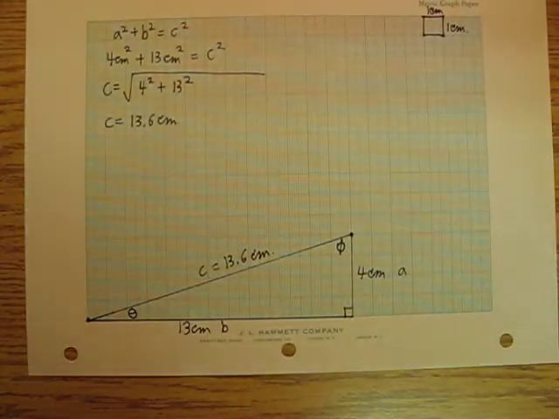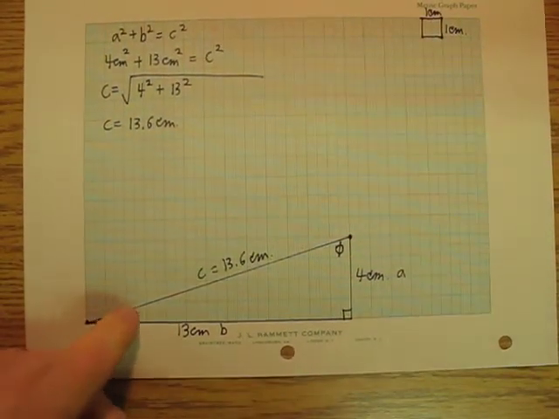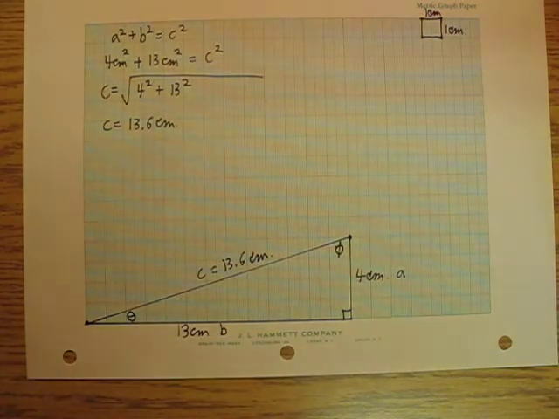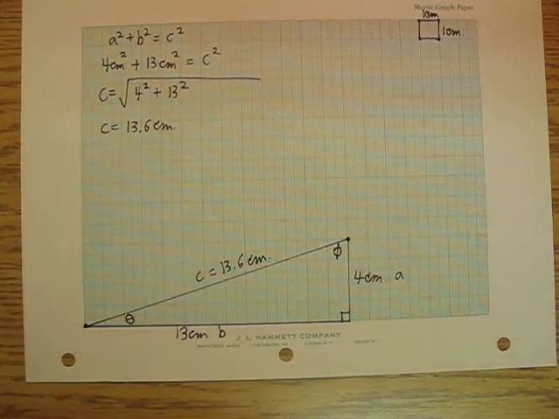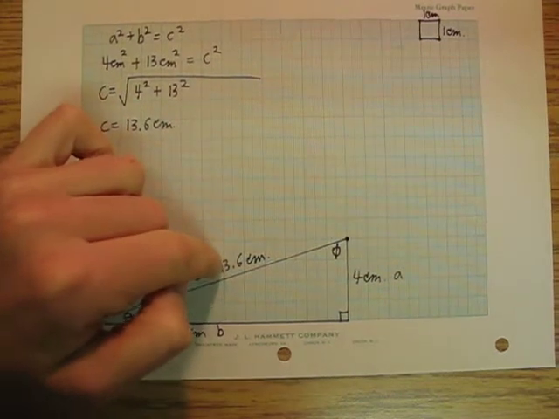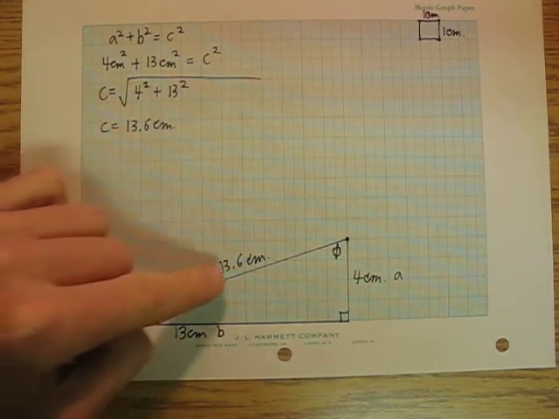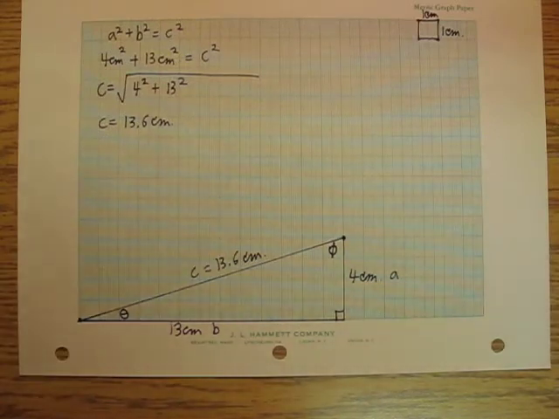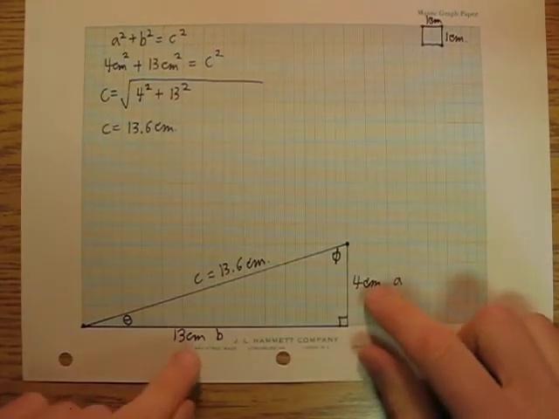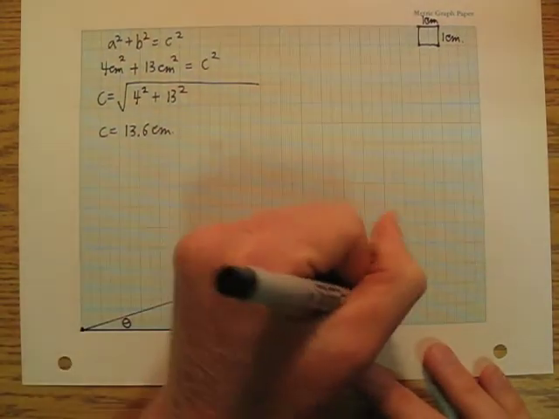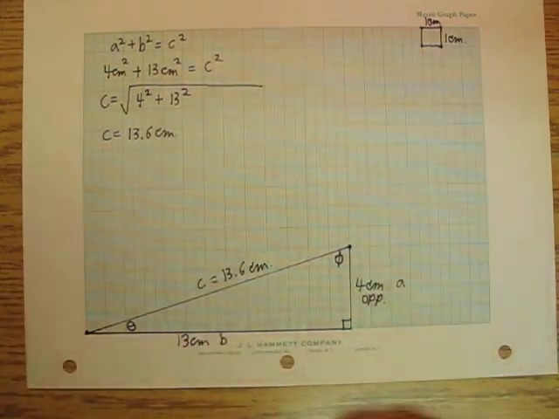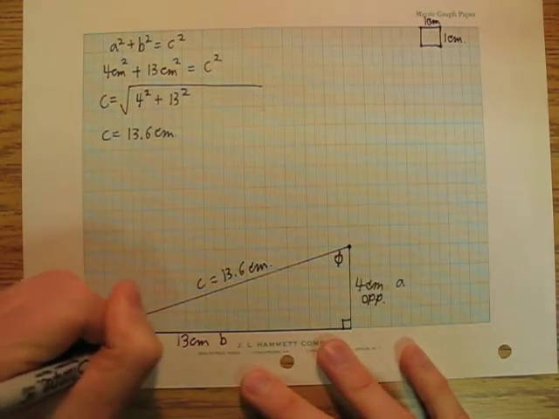Okay. Now, to find this angle right here, I don't really want to use the 13.6, because suppose that I got that wrong, or suppose that there's rounding error or something along those lines. I'm not 100% sure that it's a very accurate number. So the numbers that I want to use to find this angle are 4 centimeters and 13 centimeters. Well, 4 centimeters, that's my opposite, and 13 centimeters, that's my adjacent.